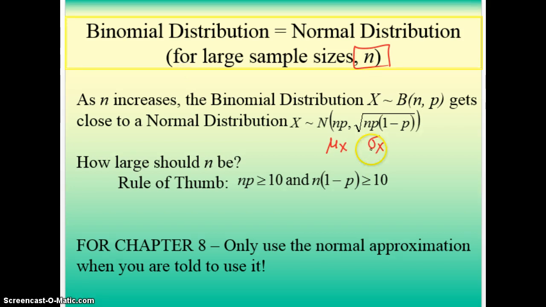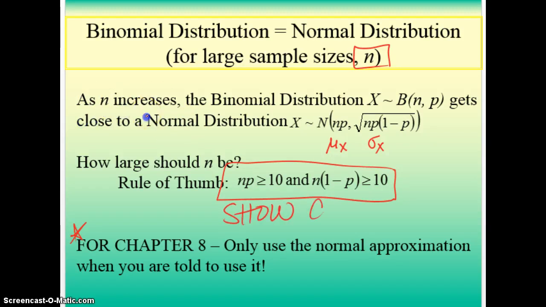So how big should n be? This is your big rule of thumb right here. This is what you need to check if you're going to use the normal approximation. You need to check that n times p is greater than or equal to 10, so the number of successes is greater than or equal to 10, and the number of failures is greater than or equal to 10. For Chapter 8, make sure that you're using the normal approximation when you're told to use it. But after this, you can use it anytime you want, as long as n is big enough and you show that you have checked this. You have to show that you're checking it, and therefore you can use the normal approximation.